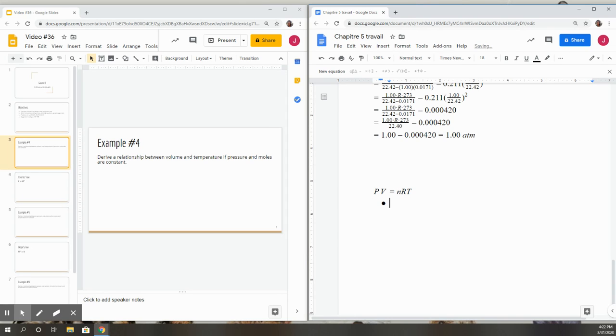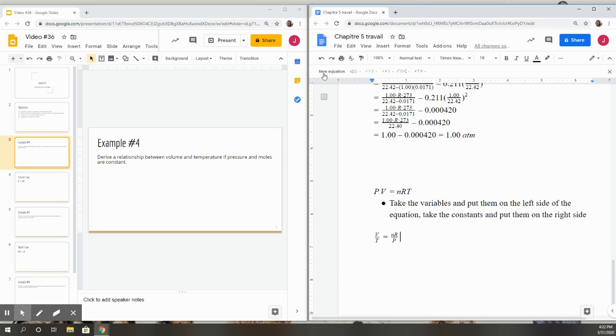What I like to do is I take the variables and I put them on the left side of the equal sign. And then I take my constants and I put them on the right side. So here it's between volume and temperature. So if I do a little bit of algebra, I get that V over T is equal to n times R over P.